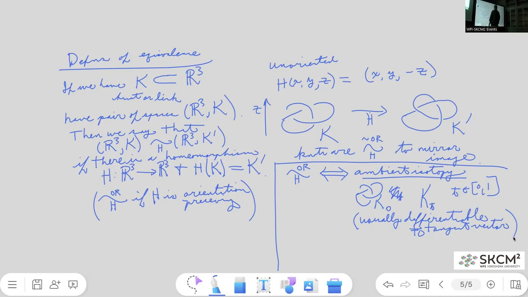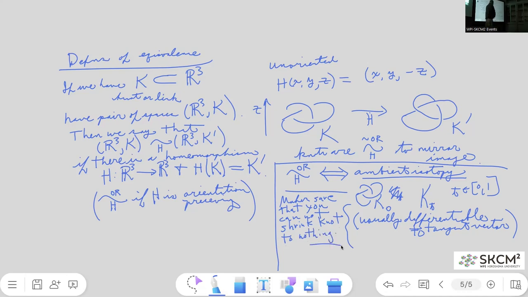And this will make sure that you cannot shrink the knot to nothing. Because we don't want to shrink the knot to nothing. But you could imagine that as part of an ambient isotopy, the way I had described it before, if I didn't put a control on that.